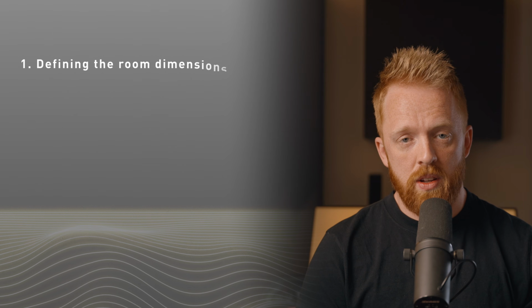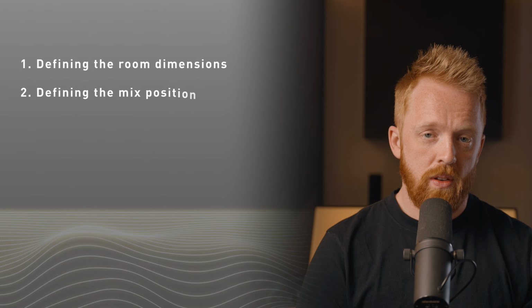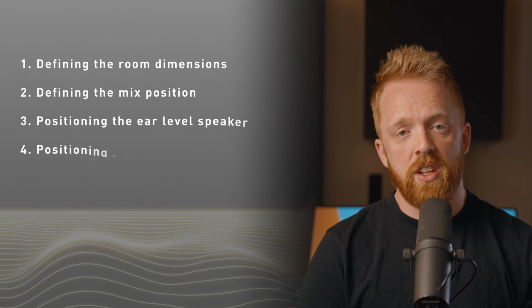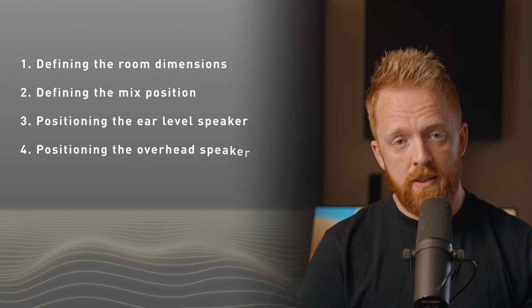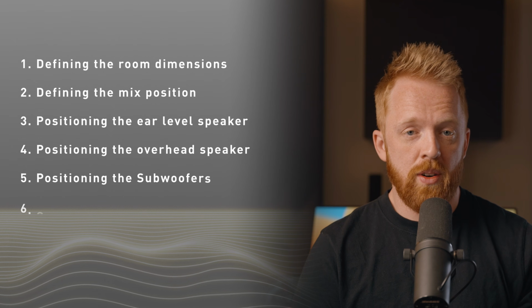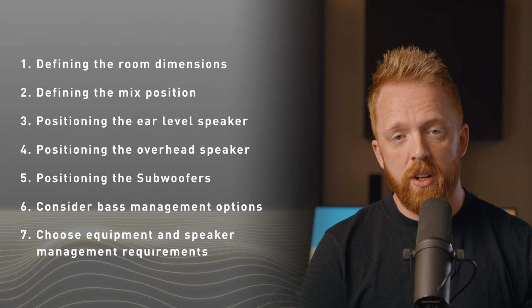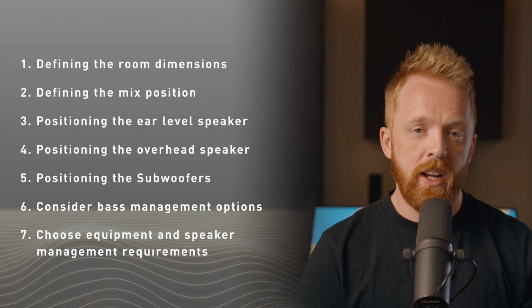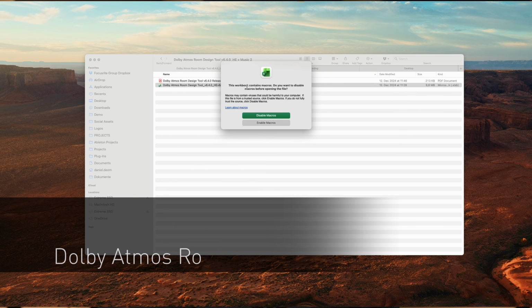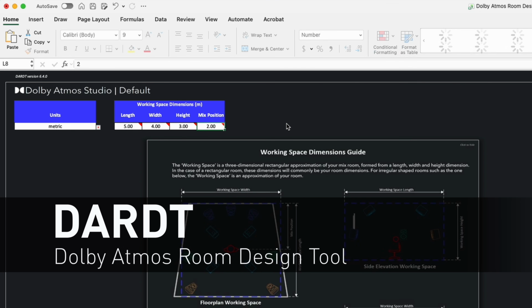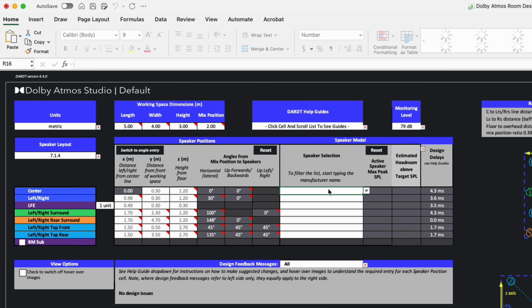The 7 steps to designing a Dolby Atmos mix room are defining the room dimensions, defining the mix position, positioning the ear level speakers, positioning the overhead speakers, positioning the subwoofers and considering bass management options, choosing the speaker models, choosing an audio interface, and considering speaker management requirements. Dolby Atmos Room Design Tool, or DART, automatically places speakers at the optimum angles within specified dimensions.